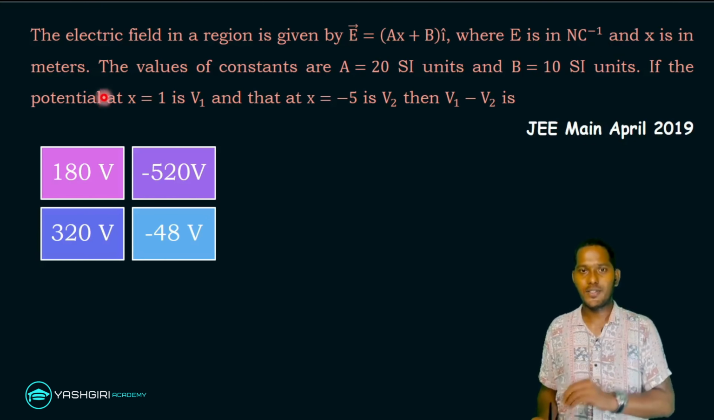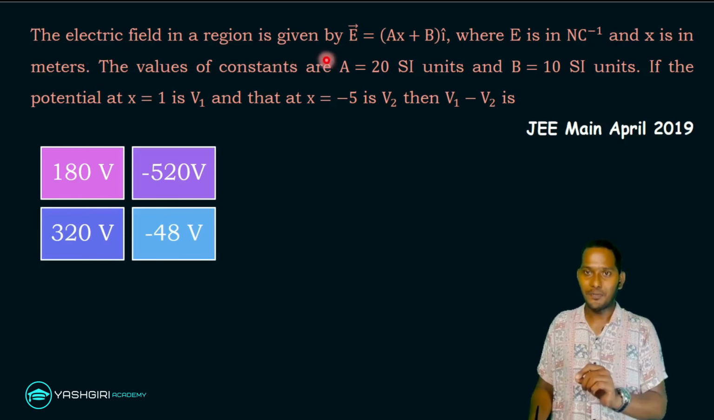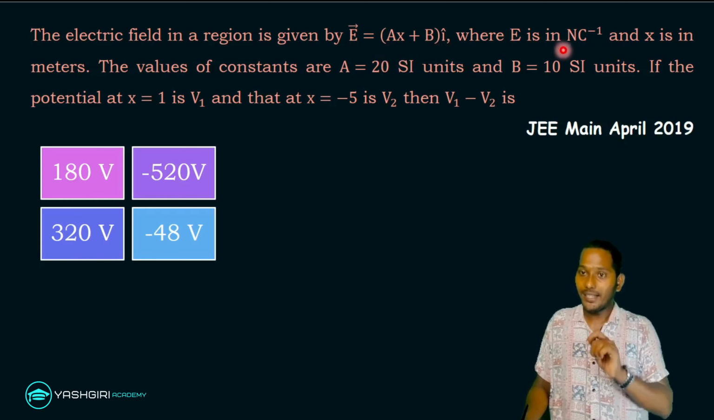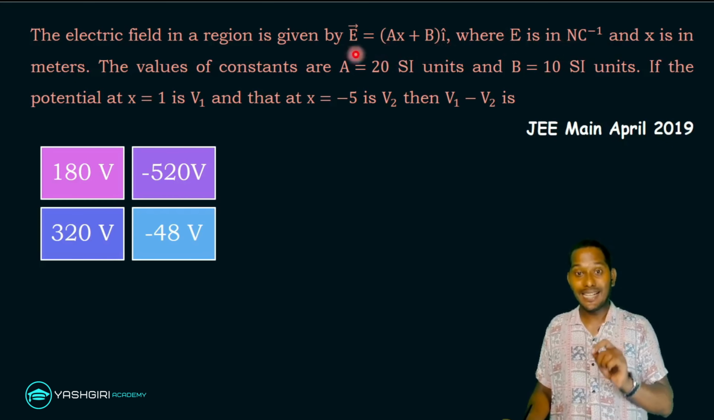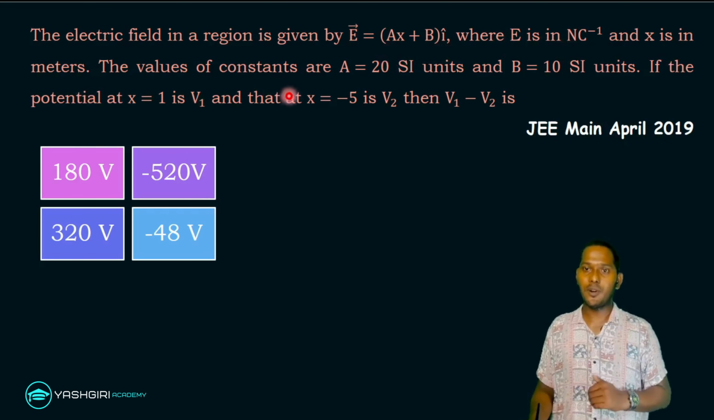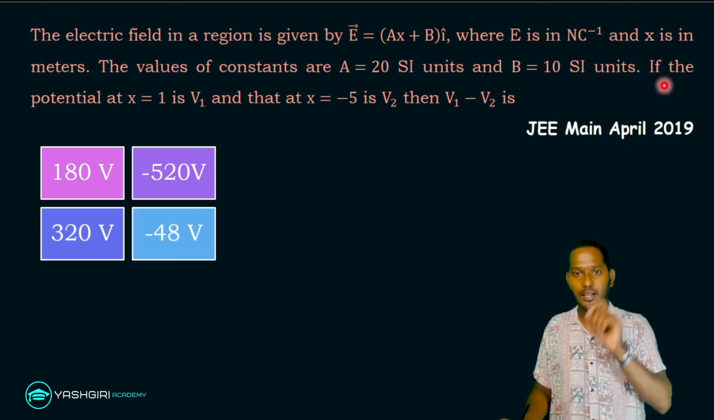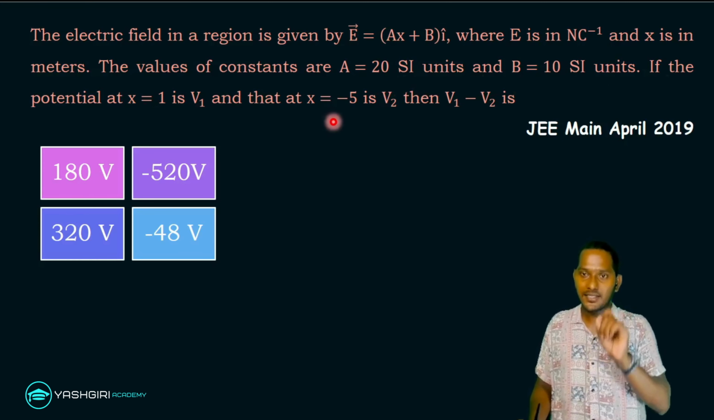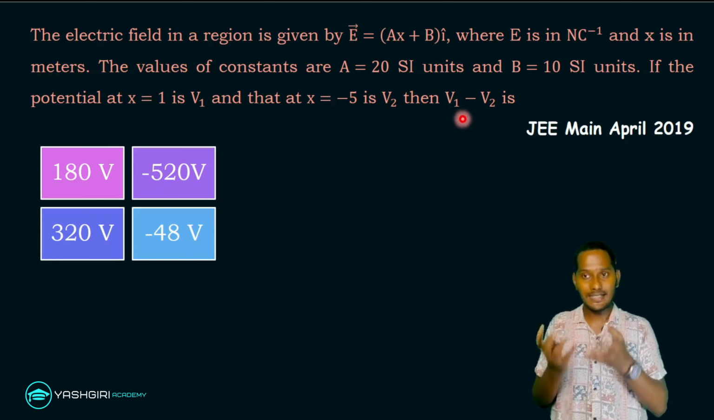Now here, if you just see, students, the electric field in a region is given by vector E is equal to AX plus B i cap, where E is in Newton per coulomb and X is in meter. The values of constants are A is equal to 20 SI units and B is equal to 10 SI unit. If the potential at X is equal to 1 is V1 and that at X is equal to minus 5 is V2, then V1 minus V2 is dash.